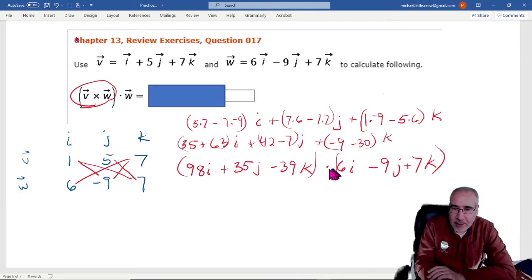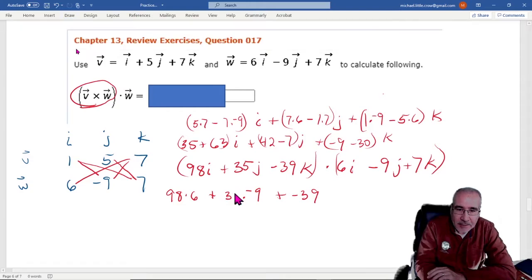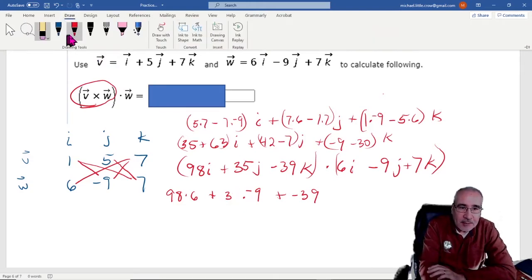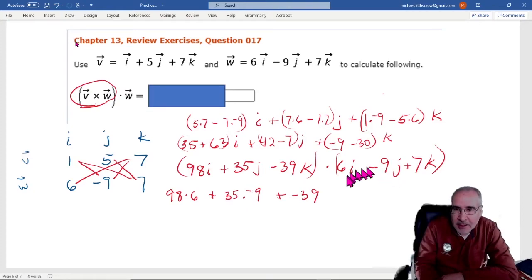So we take the i components, we multiply them, and then we add the j components multiplied together. So it's 35 times negative 9, and then the k components, negative 39. Oops, I copied something wrong there. This is 35. I think I said 35, but I looked too quickly at the 39. This is another reason to write down each step of the process.